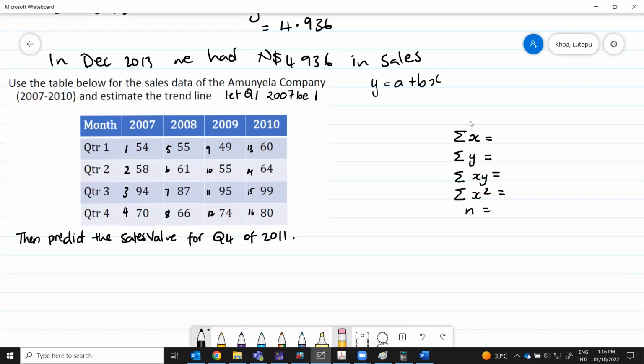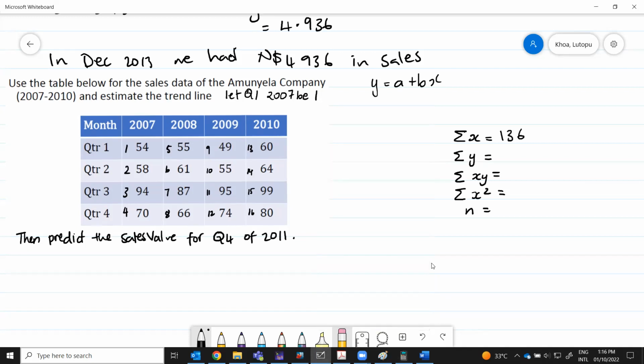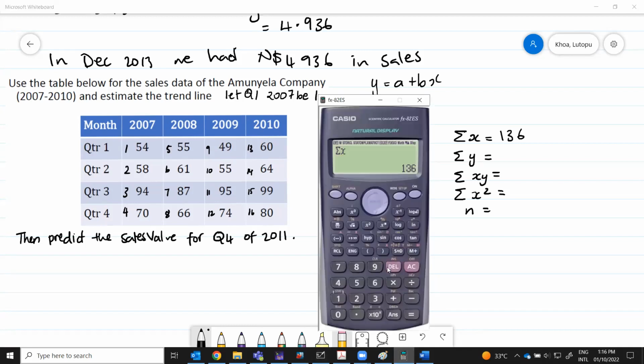Okay, so these are the values I'm looking for, which I can get from my calculator. So I go shift, stat, and I go to 4. Sum of my x's is number 2. So this is 136. Then the sum of the y values, shift, stat, 4. Sum of the y values is number 2.